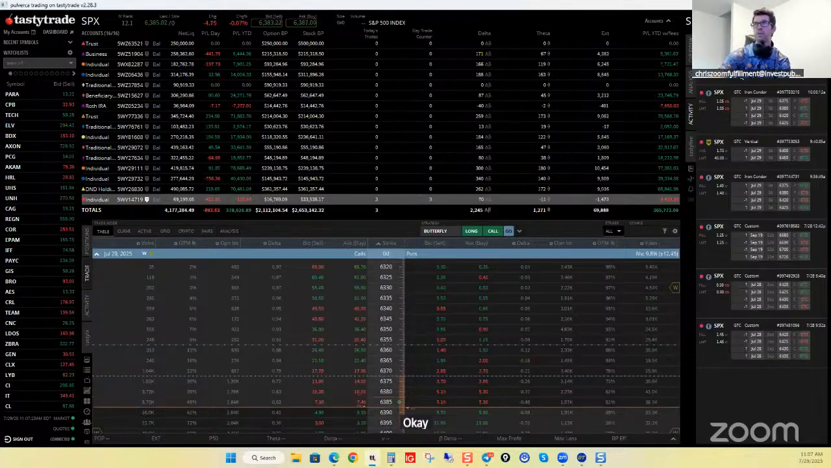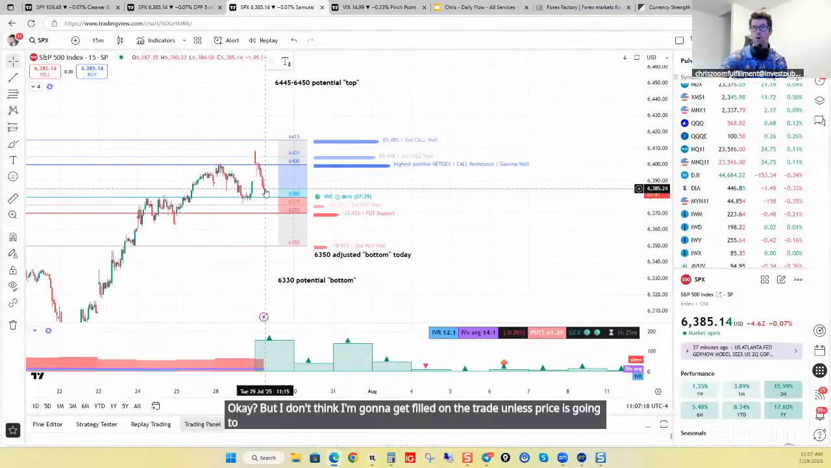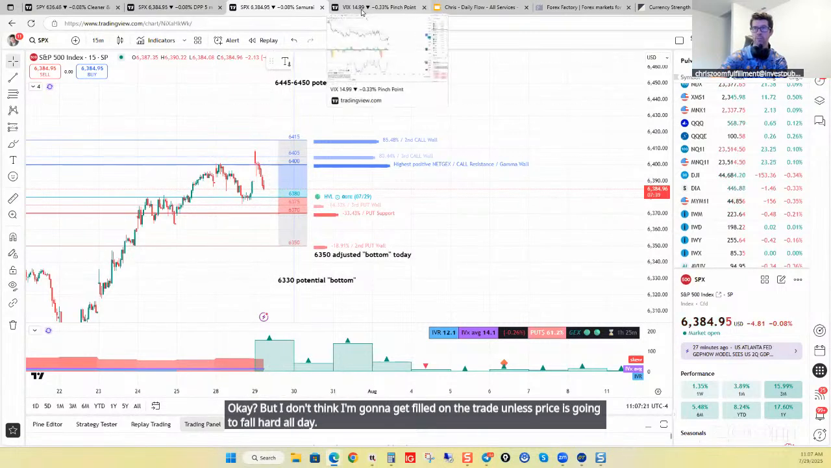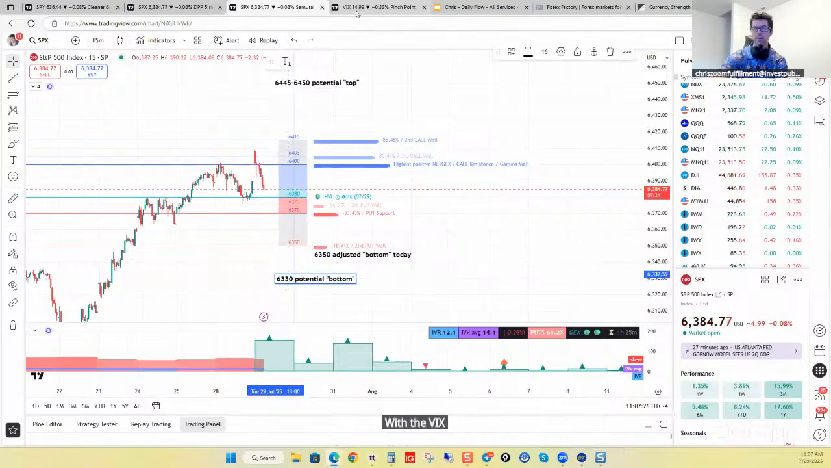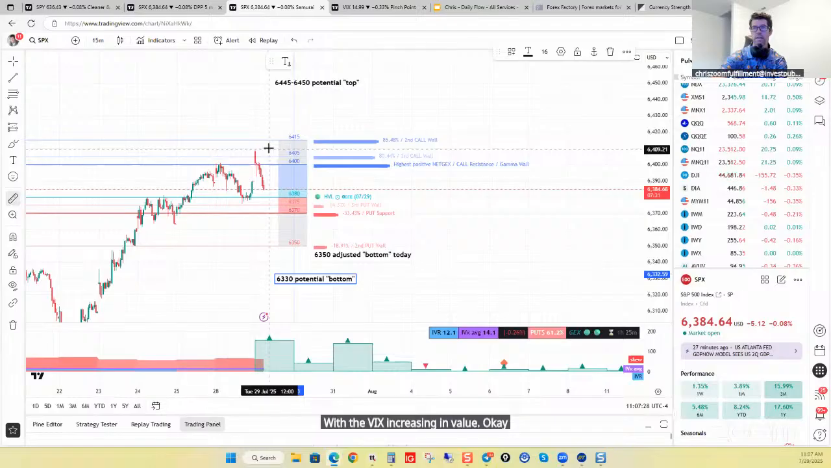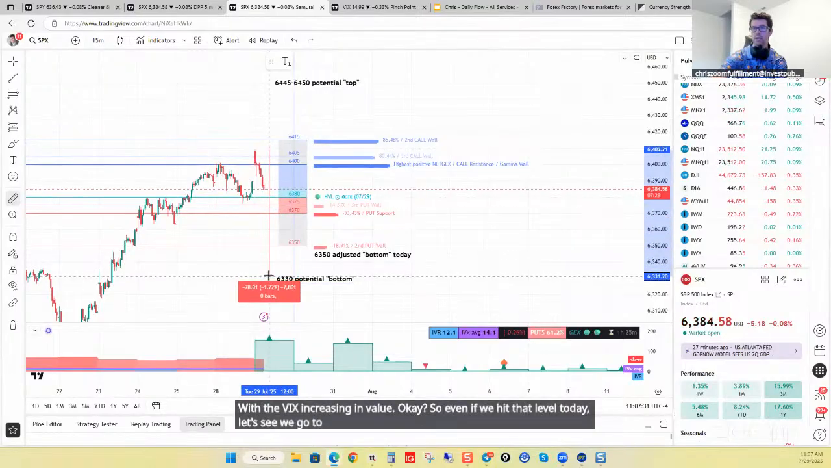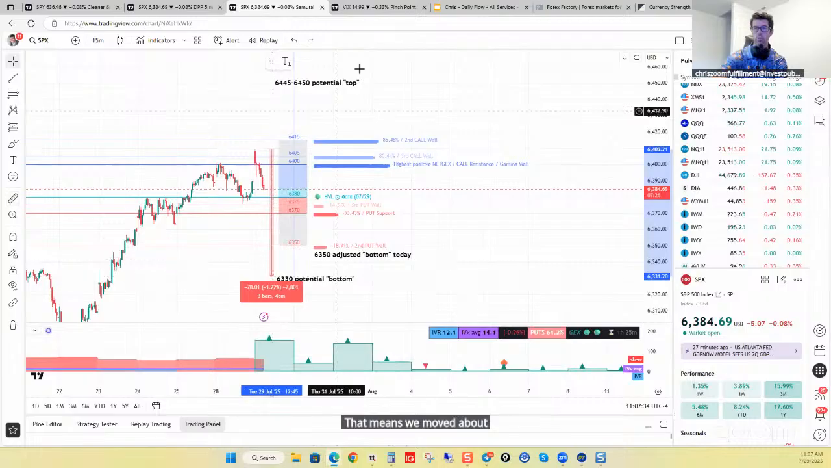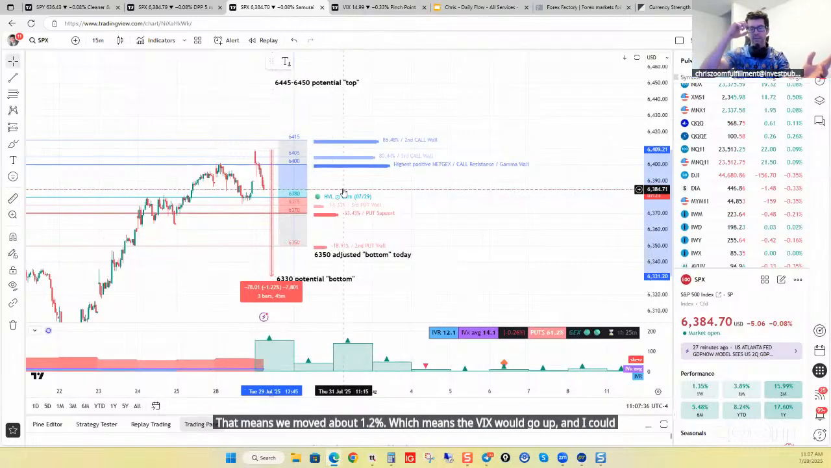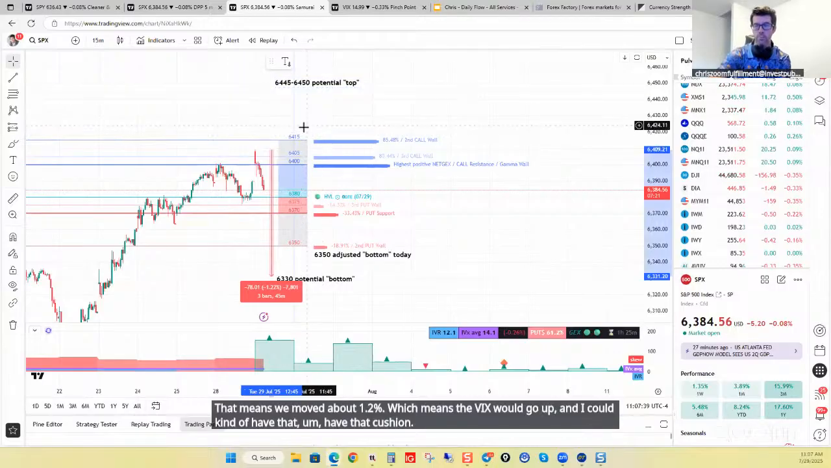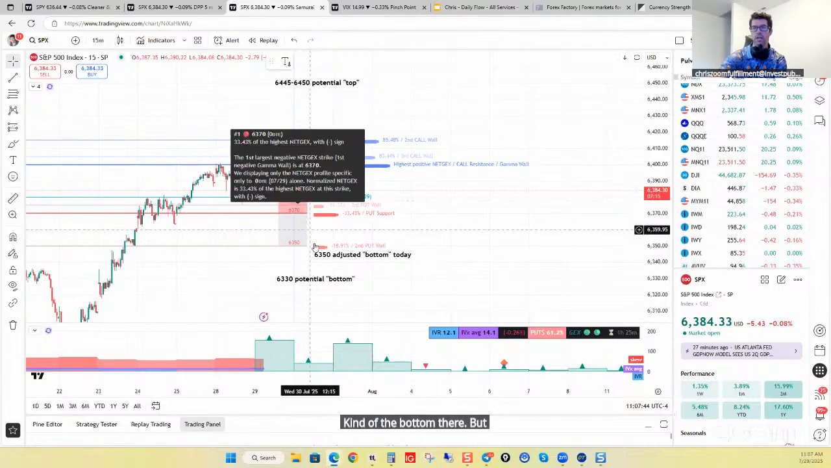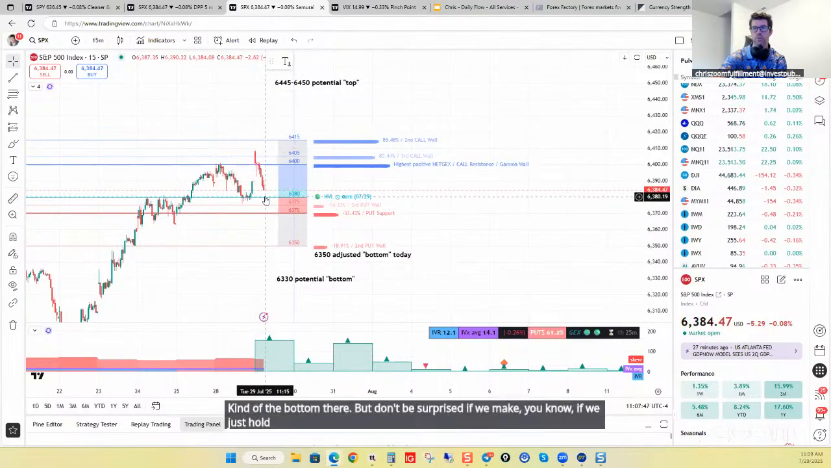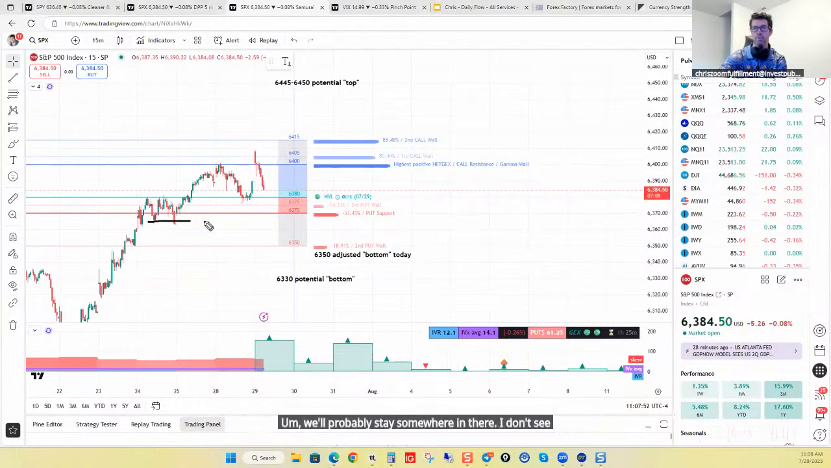Okay. But I don't think I'm going to get filled on the trade unless price is going to fall hard all day and the VIX is going to jump up. I will still be mindful of that potential bottom with the VIX increasing in value. Even if we hit that level today, let's say we go to 63.30, that means we moved about 1.2%, which means the VIX would go up and I could have that cushion where the market can go 1+% to the downside and I can still grab the bottom there. But don't be surprised if we just hold around 63.80 or 63.70 zone. I don't see there being too much damage below this level.